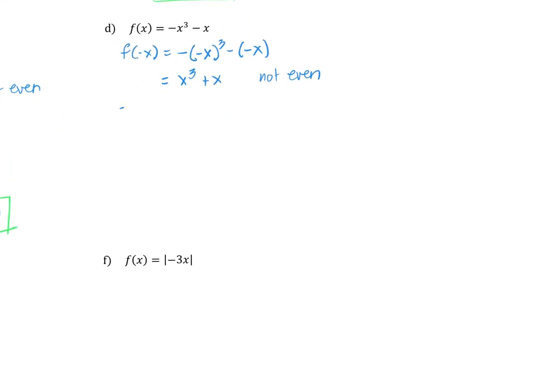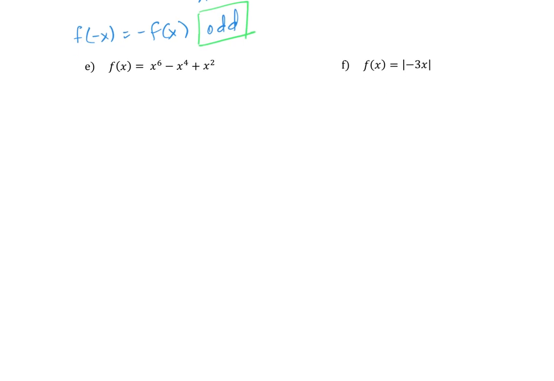Well, what about negative f of x? Negative f of x says we're going to put a negative around the whole thing. So negative x to the third minus x. And if I distribute that negative, I get x to the third plus x, which is exactly f of negative x. So f of negative x, I'll write it out to remind you, is equal to negative f of x, and we've just shown that this function is odd. 2 more.